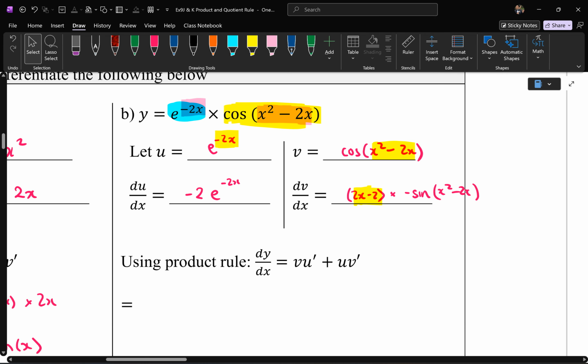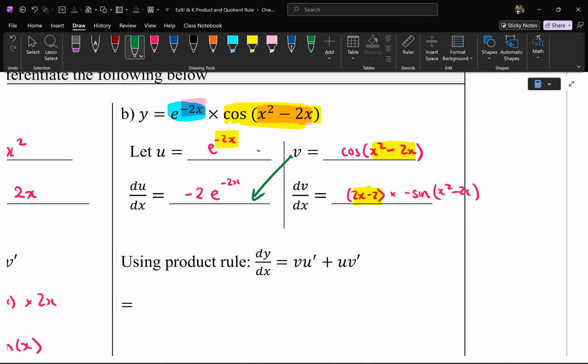And then now you put it all together. Product rule, v times u dash plus u times v dash. So if I write it out, it should be a big one here, actually. So this would be what? Negative 2e negative 2x multiplied to cosine of x squared minus 2x. That's my vu dash. Plus the other version, so e to negative 2x times this entire bracket here.